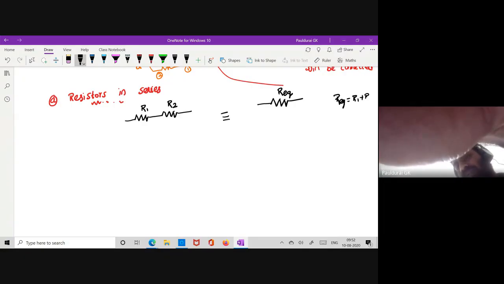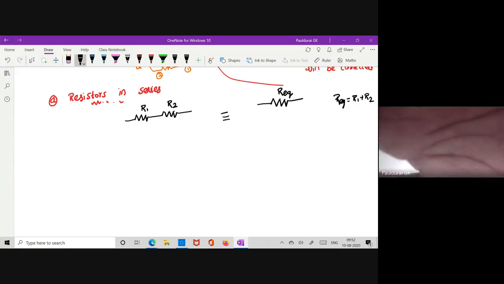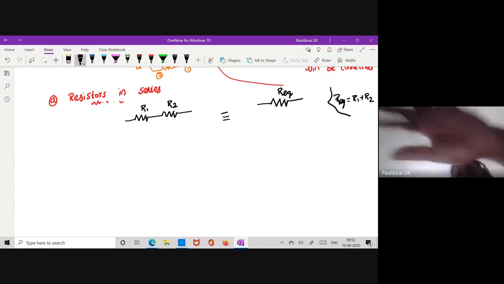Don't be afraid of derivation, be ready to enjoy. The thing I like most in life is deriving. So I actually want to derive this formula. Are you ready? I connected 2 resistors in series, R1 and R2. We know the equivalent resistance is R1 plus R2. How does it come? Okay, now listen.